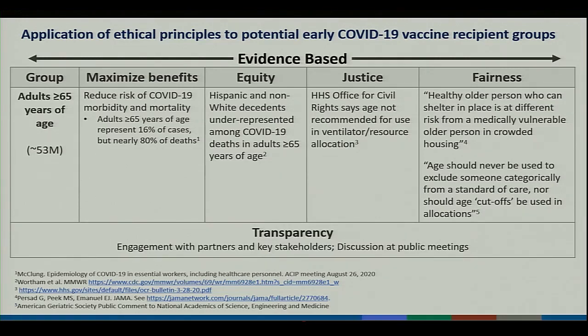Under fairness, another article on the ethics of vaccine allocation stated that a healthy older person who can shelter in place is at different risk from a medically vulnerable person in a crowded setting. And the American Geriatric Society submitted a statement to NAM after their framework was released, stating that age should never be used to exclude someone categorically from a standard of care, nor should age cutoffs be used in allocations. This public comment shows the importance of transparency as a foundational principle as well. Next slide.